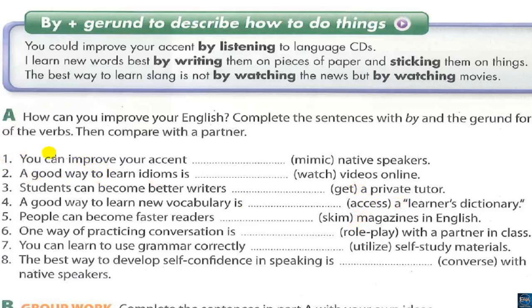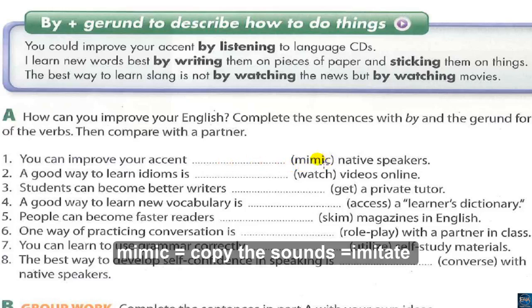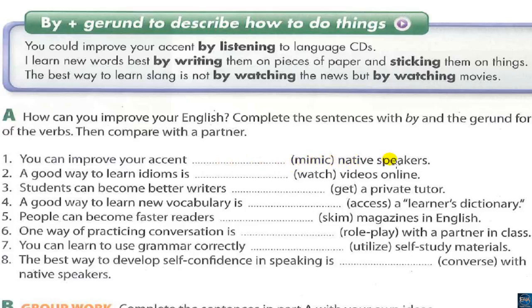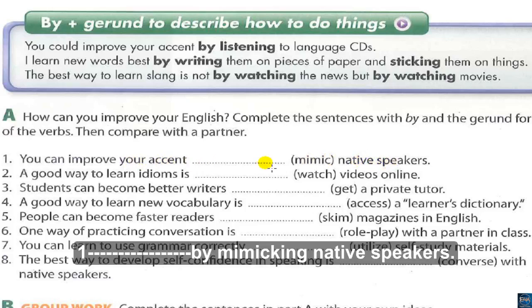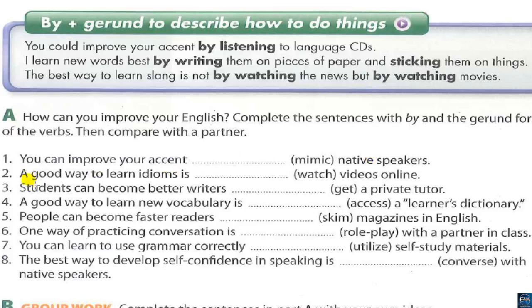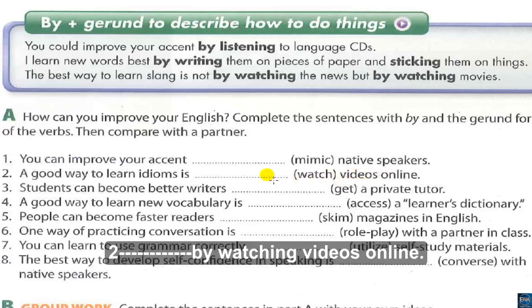1. You can improve your accent by, this is mimic. Mimic means to imitate. By mimicking native speakers. Native speakers, American, British. The native speaker. You can improve your accent by mimicking native speakers. 2. A good way to learn idioms is by watching videos online. So by watching, by verb with ing.